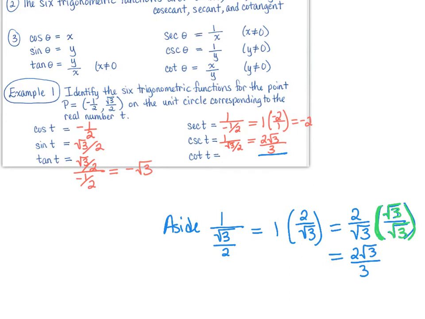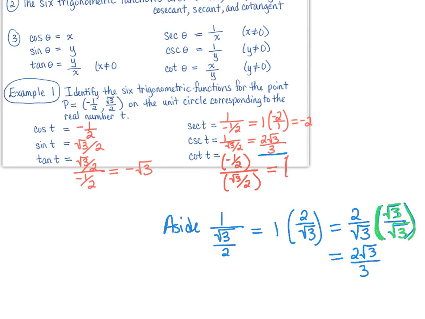What's cotangent of t? Negative 1/2 divided by root 3 over 2. Good. And what is this equal to? Walk me through the steps. That would simplify to negative 1 over square root of 3.